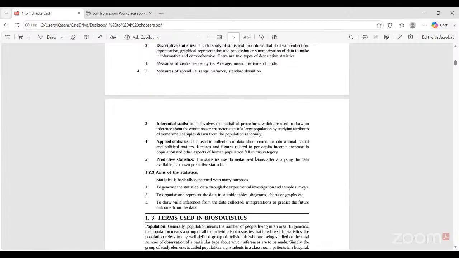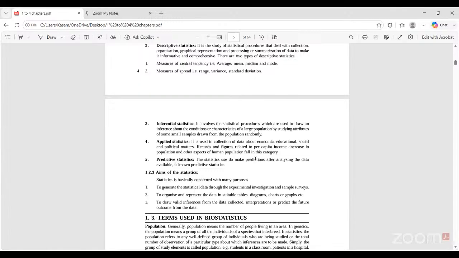Inferential statistics are the statistical procedures used to draw inferences about the characteristics of a large population by studying attributes of some sample drawn randomly from the population. Applied statistics uses the collection of data about economic and educational matters. Already I told this.